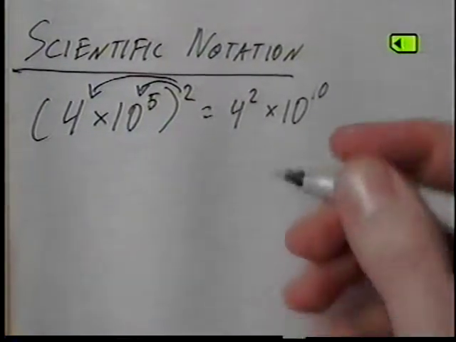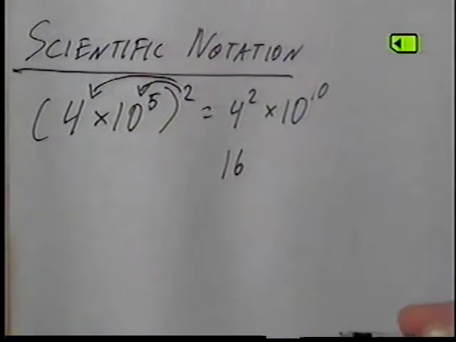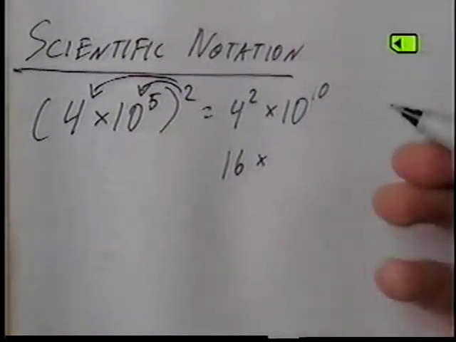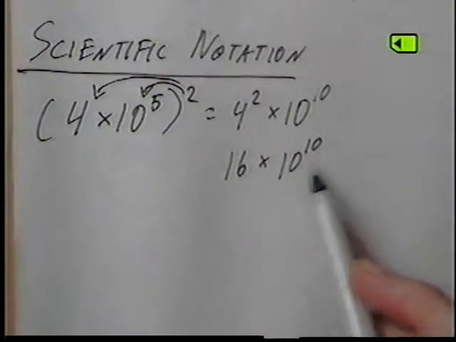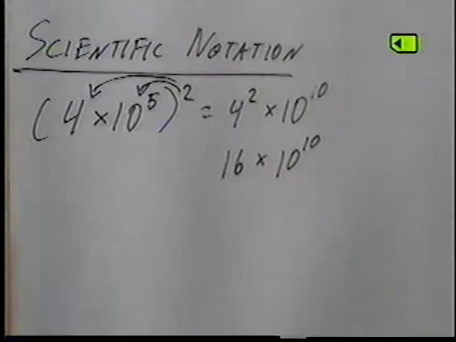Simplifying numbers with exponents, 4 to the second power. 4 times itself 2 times. 4 times 4 would be 16. Times 10 to the 10th power. Scientific notation, you always leave times 10 to the exponent at the end of your answer.